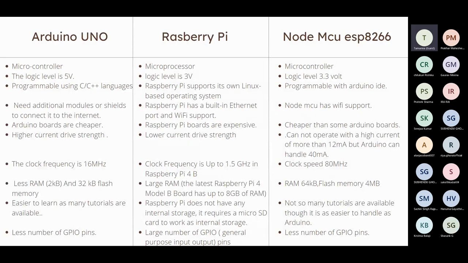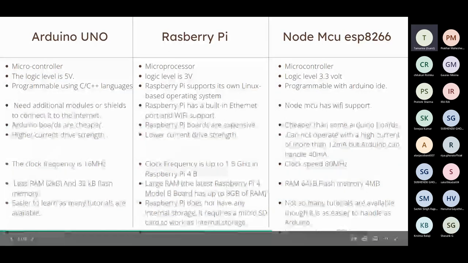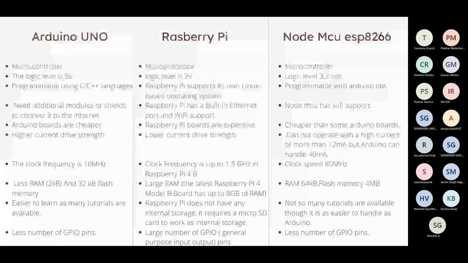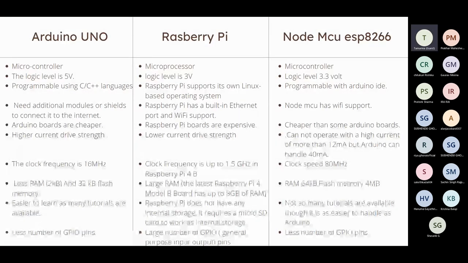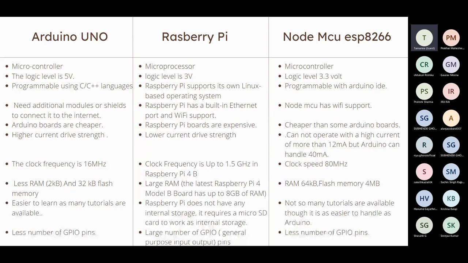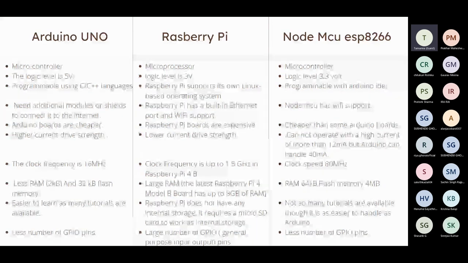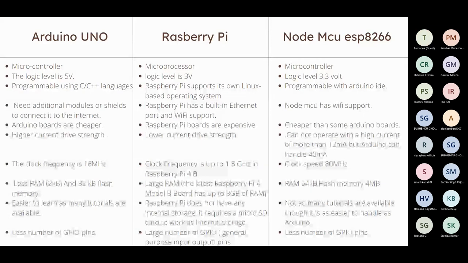As for the drive strength, Arduino Uno has a current drive strength. Current drive strength means the amount of current that the board can handle. As for the NodeMCU, it cannot operate with higher current that is more than 12 milliampere. But Arduino Uno can handle the current of 40 milliampere.